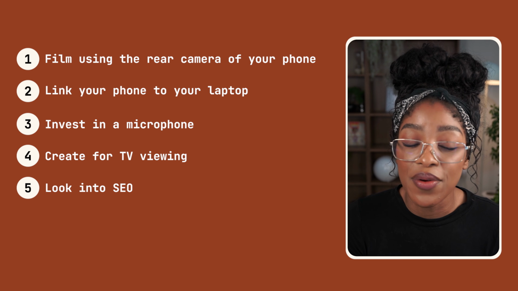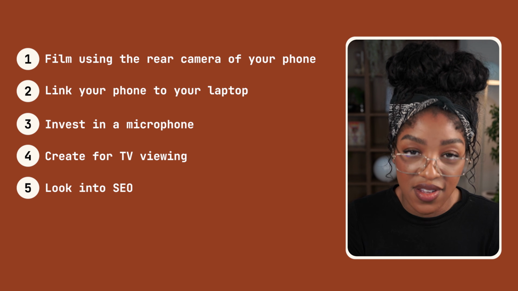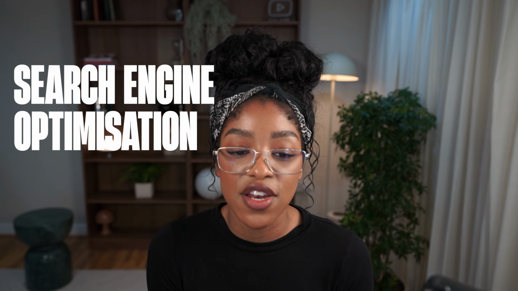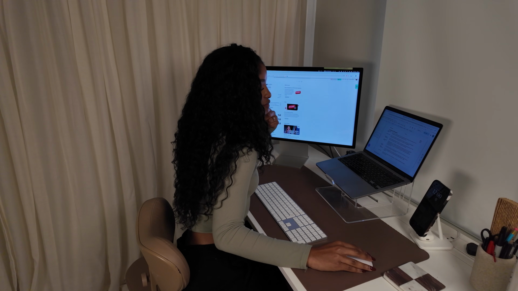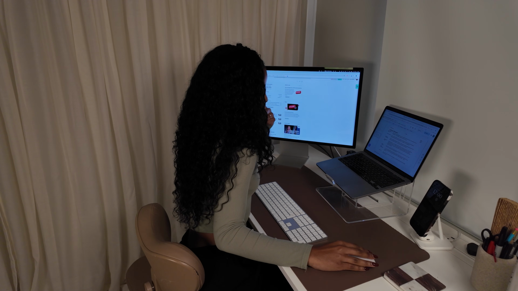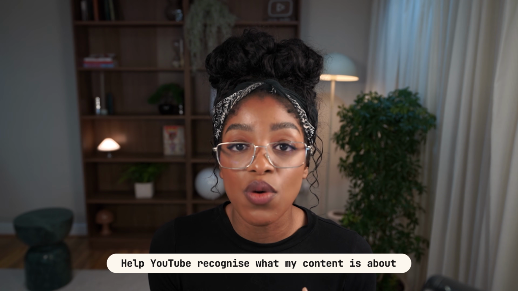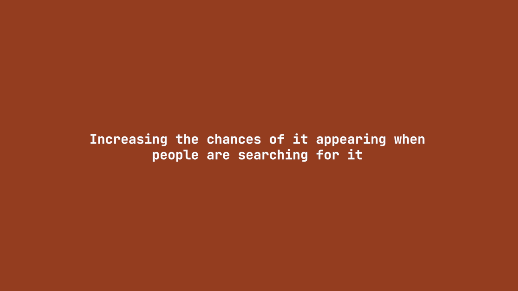The second thing that I would do that I didn't do 5 years ago is that I would look into SEO at this stage of the process. If you don't know what SEO is, it stands for search engine optimization. And it's basically when you do some research to figure out what keywords people are searching on YouTube to find content similar to yours. Previously, I would do this after I filmed. So I would film my content, I would upload my content, and I would do the keyword research afterwards in order to help YouTube recognize what my content is about, therefore increasing the chances of it appearing when people are searching for it, right? Are you still with me?